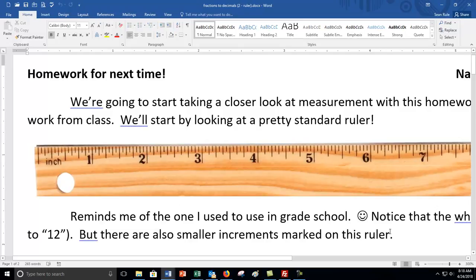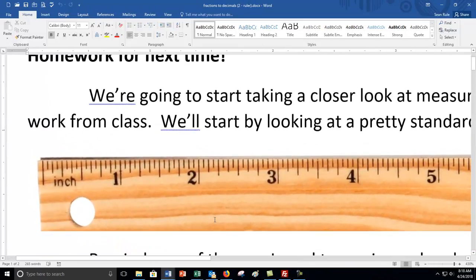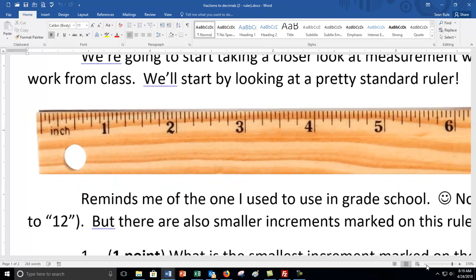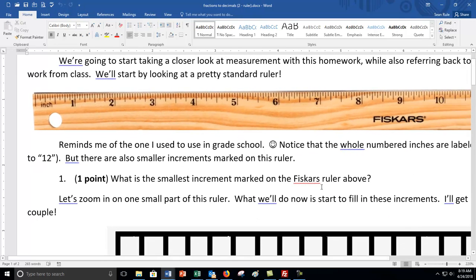So I'll just start with, here, let me zoom in even further. All right, so I'll just start here. So starting with here, we go 1, 2, 3, 4, 5, 6, 7, 8, 9, 10, 11, 12, 13, 14, 15, 16. It's 1/16th of an inch. It's cutting them down to a 16th of an inch. Okay? So that's your answer to the first one, 16th.